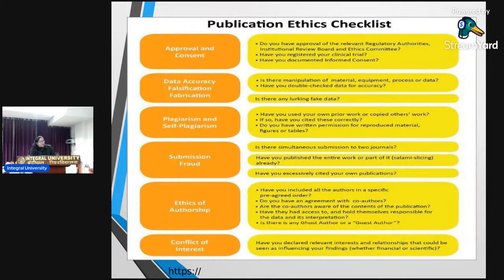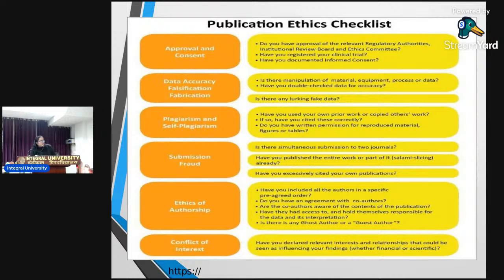Are the co-authors aware of the contents of the publication? Have they had access to the paper themselves and the data? I mean, obviously, I told you in the beginning that they have to have some role in data analysis and interpretation. So obviously, if they are a co-author on your study, they would have contributed in data interpretation and analysis.